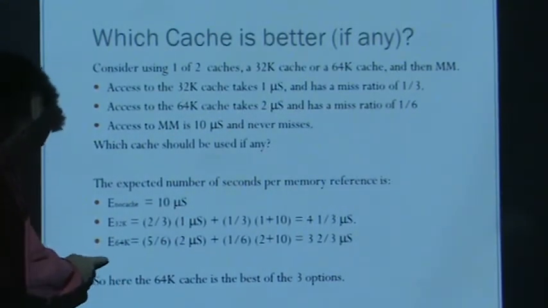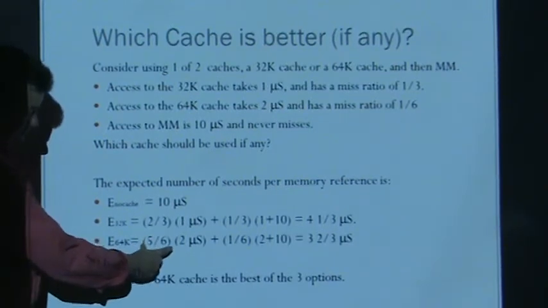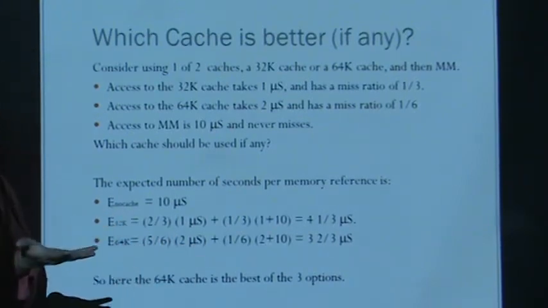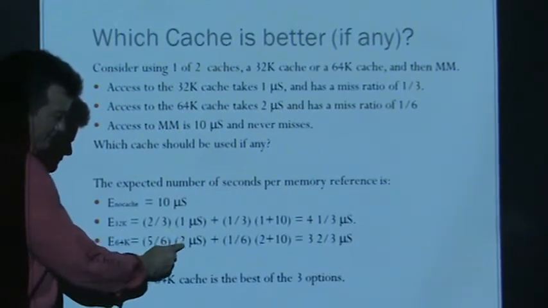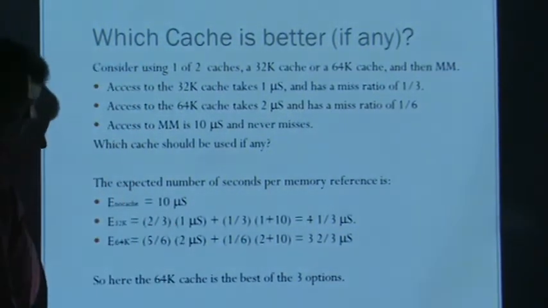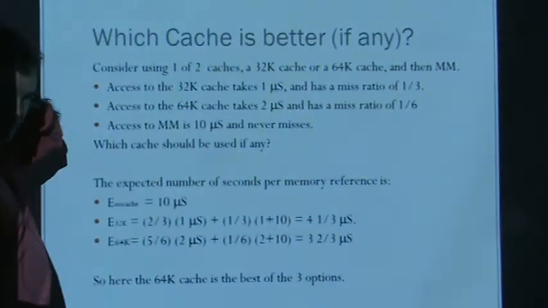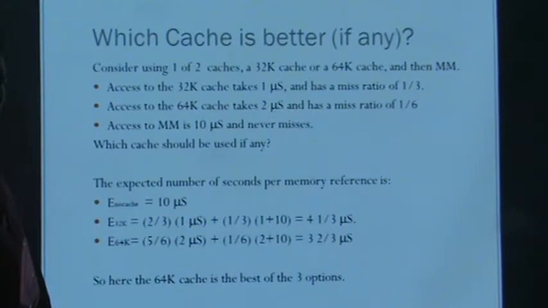Now we consider taking the 64K cache. In the 64K cache, 5/6 of the time we hit. The good news is it has a higher hit ratio. The bad news is because it's bigger memory, it takes longer. So 5/6 of the time it will take us 2 nanoseconds, and then 1/6 of the time when we miss, it's going to be 2 plus 10. And then you do the math, and this one comes out to 3 2/3 nanoseconds on average. So in this case, the 64K cache would be better than the 32K. Even though it's slower, what we're looking for is in it more often.